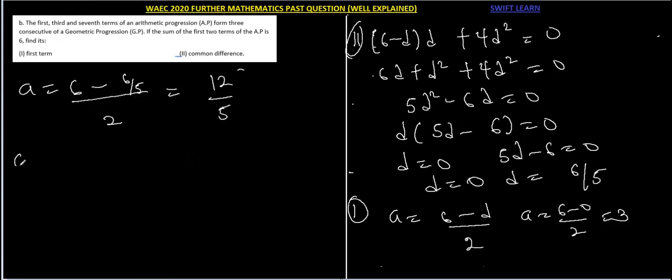So our final answer is 12 over 5. So we have two answers. A is either 3 or 12 over 5. D is either 0 or 6 over 5. So that's our final answer. See you in question 12.